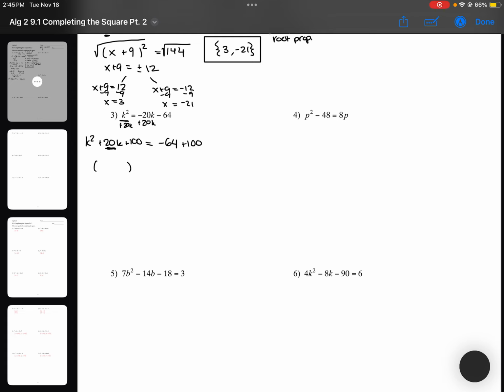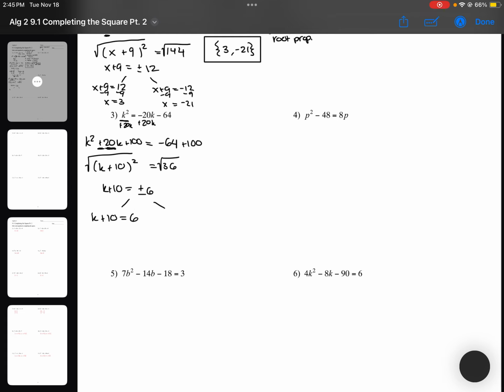Now we're in the rewrite process. So it's going to be (k plus 10) squared. Again, if that's a plus, this is a plus. Half of 20 was 10. Over here, we're going to end up with positive 36. Let's use our square root property. So we're going to get k plus 10 equals both positive and negative 6. That'll give us 2 equations to solve.